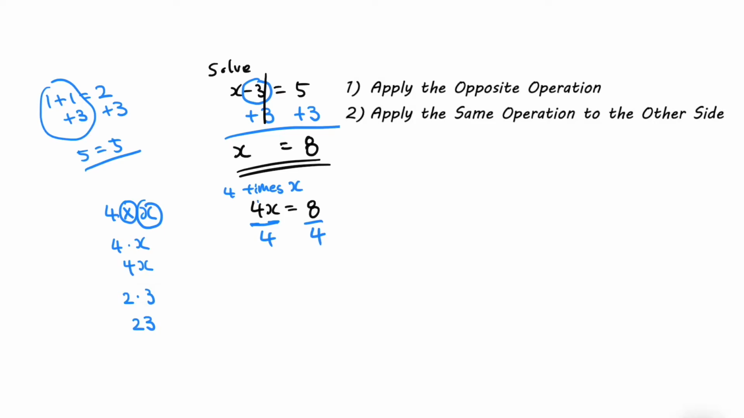Okay, 4 divided by 4 is 1. 8 divided by 4 is 2. That makes this equation x is equal to 2. If you're not sure how this part works, you need to review fractions. I'll hopefully do a video about this pretty soon, and you can check that out later. Another question.